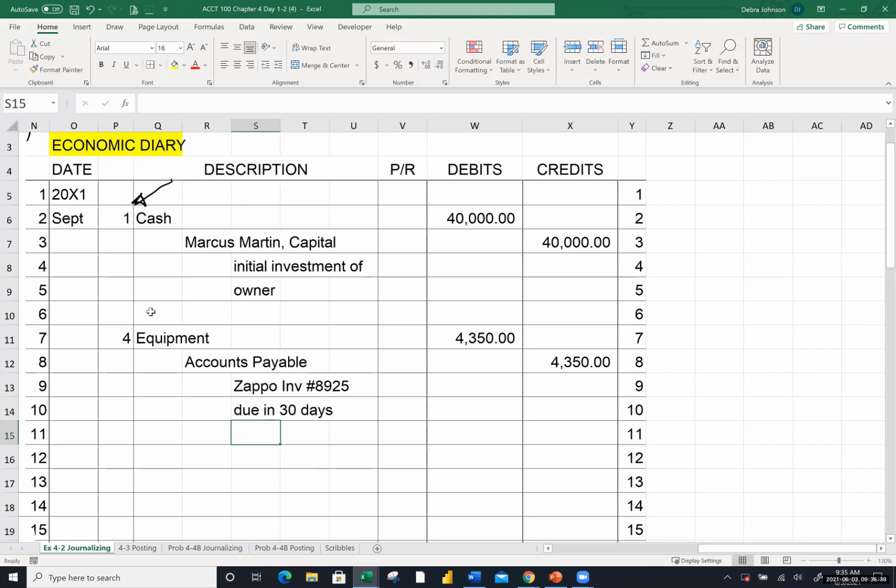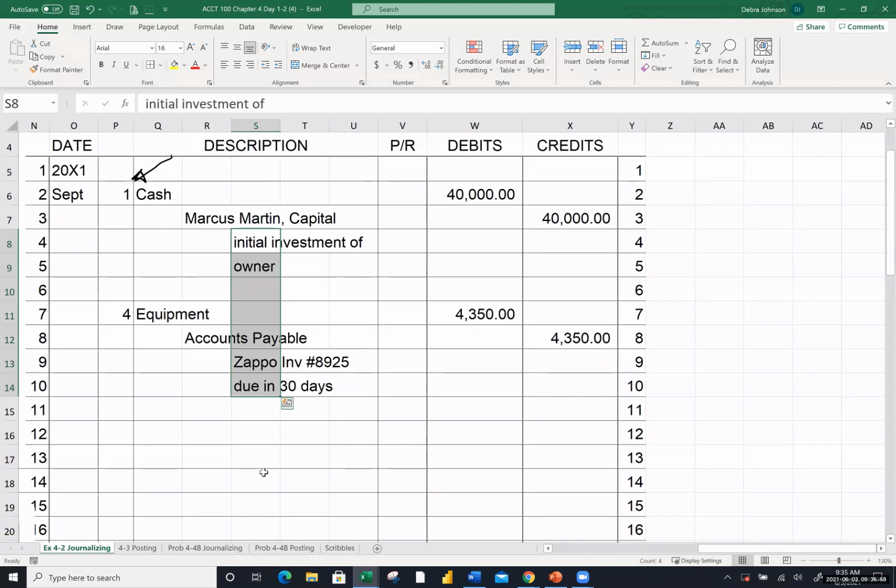And again, I want you to notice all the debits are left aligned. All the credits, you could literally draw a straight line. They would all be lined up. And all the descriptions would also be lined up. We're keeping a neat and orderly document called a journal.